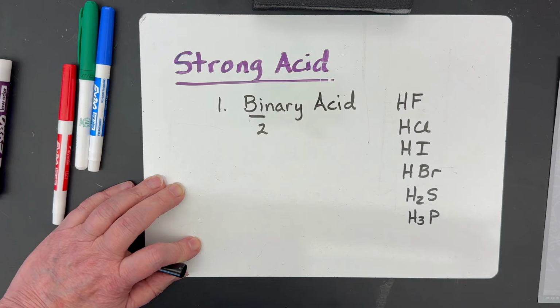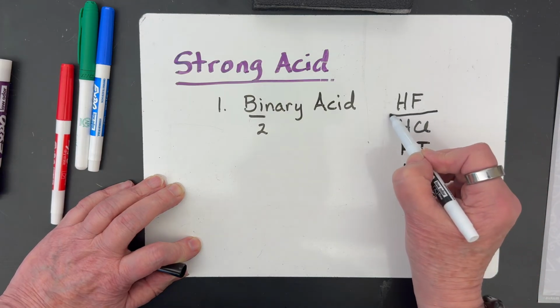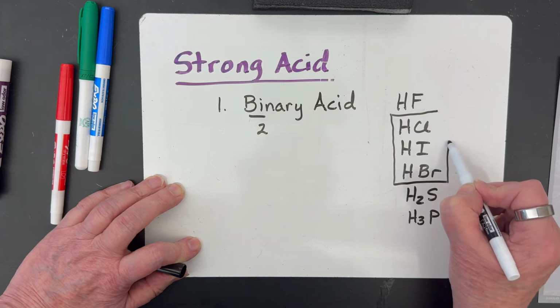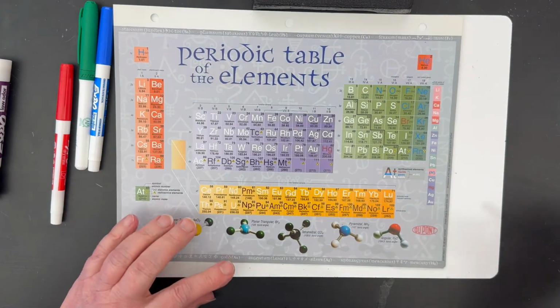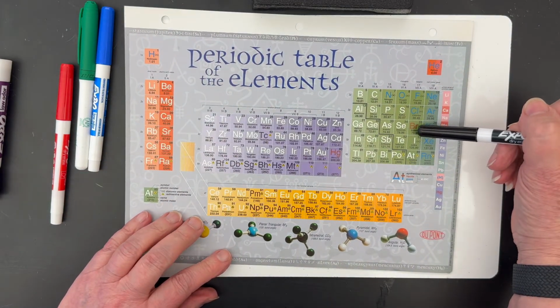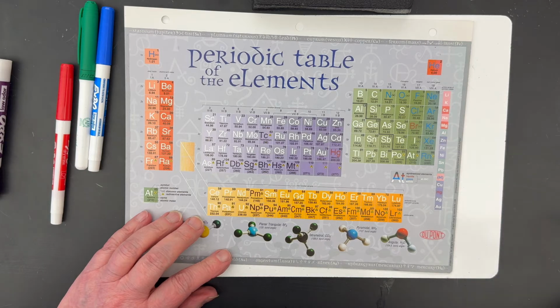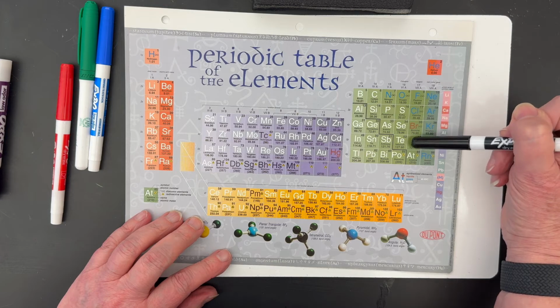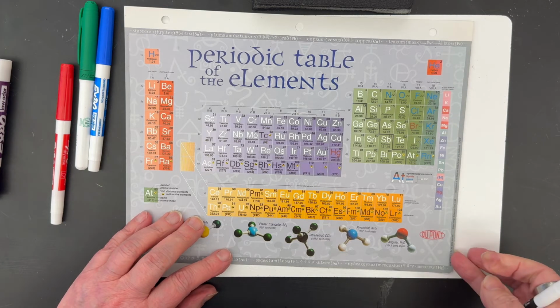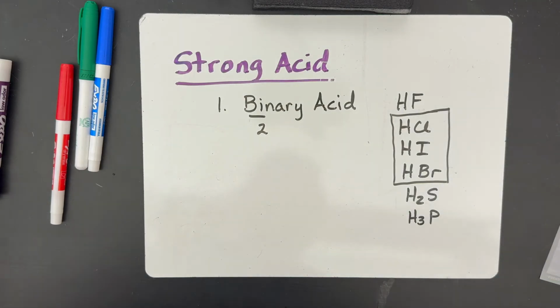The only strong binary acids are HCl, HBr, and HI. These 3. All others are weak. And HCl, Cl is here, Br is here, I is here. So it's these middle 3 halogens with a hydrogen in the front. Those are the only strong binary acids. So anything else is going to be weak, weak, weak.